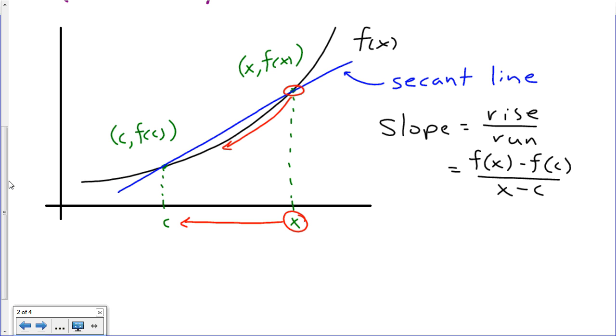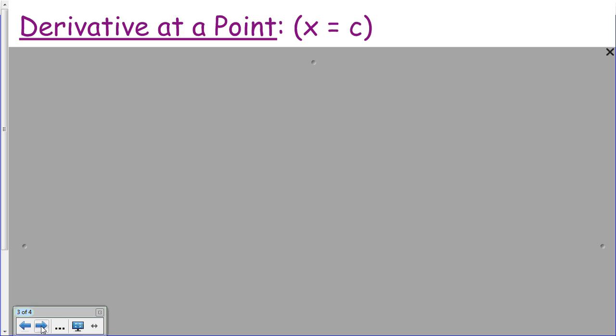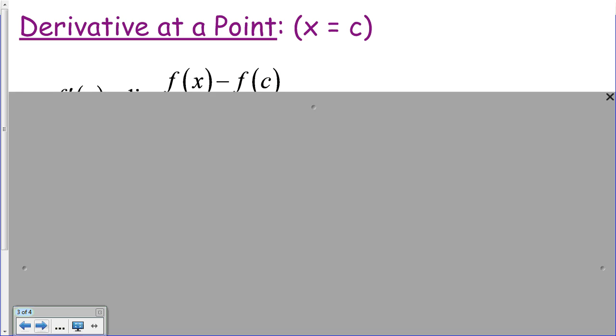And when we force x to approach this value of c, this is what we found out in chapter 2 was called a limit. So it turns out that if I use this formula that I have here for slope, f of x minus f of c all over x minus c, and I combine it with this idea of a limit forcing x to go to c, the two of those are going to give me a way to find the slope of the tangent line. So here is your definition of a derivative at a point.